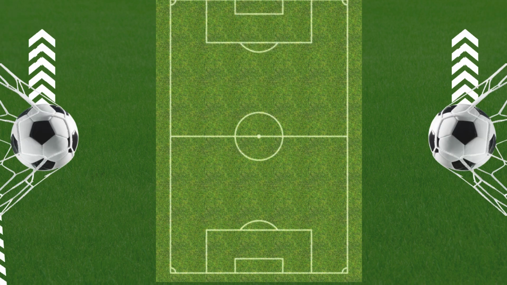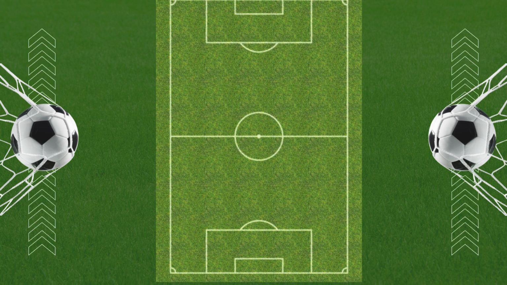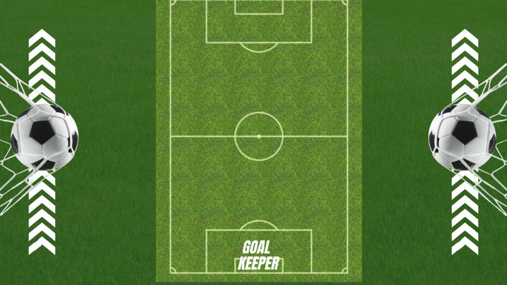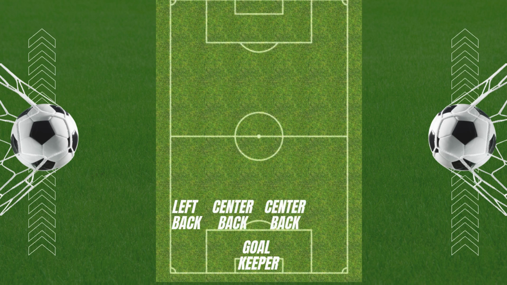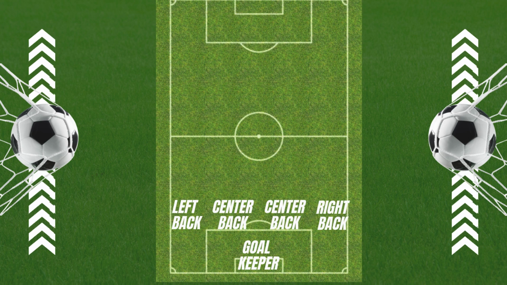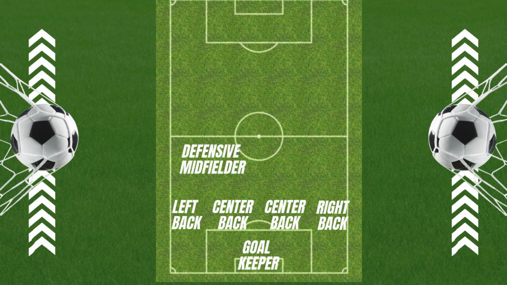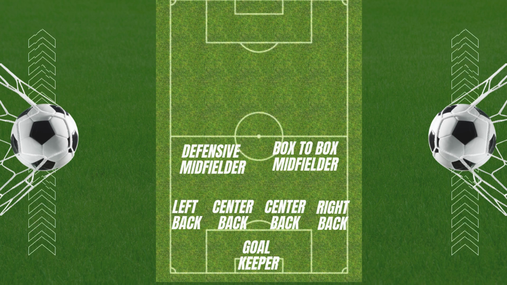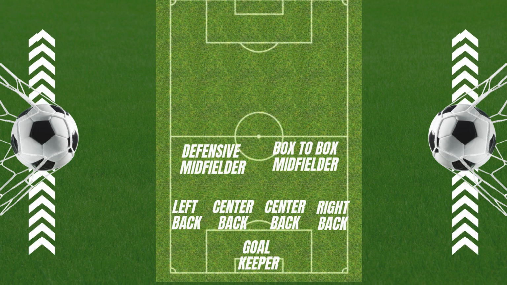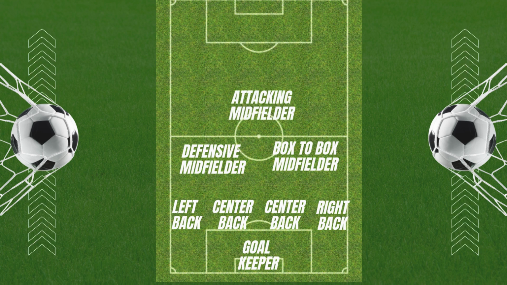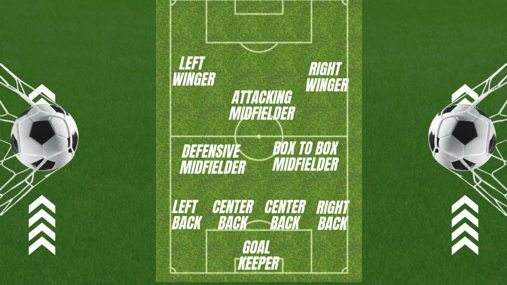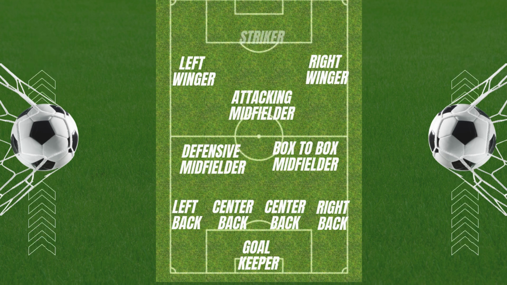All right, let's do some review just to finish with this session. We have the goalkeeper, the first one. Then we have the left back, the center back, the right back, the midfielder, defensive midfielder, the box-to-box midfielder. Remember, the one who attacks and defends, the attacking midfielder, the left winger, the right winger, and finally the striker.